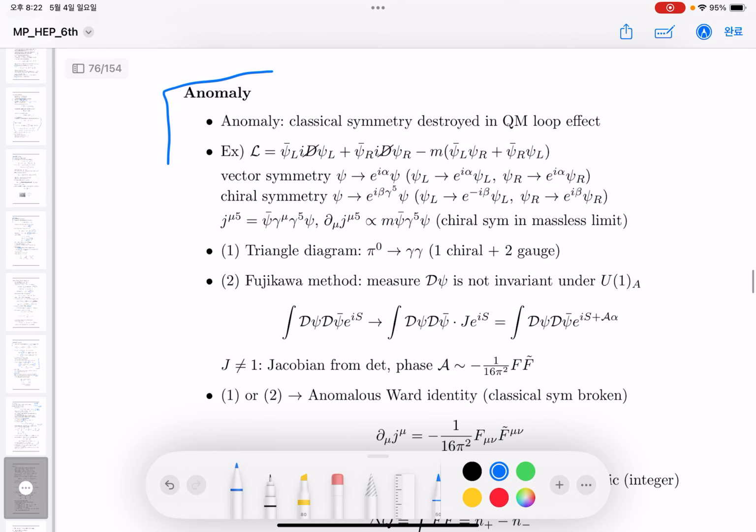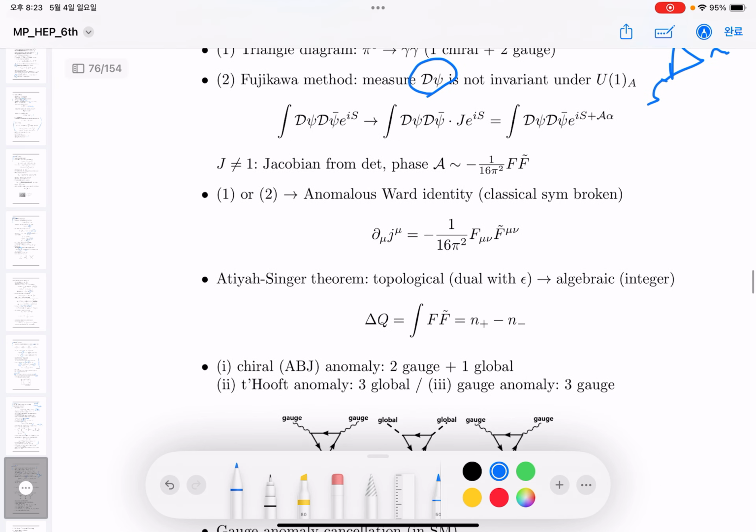And there is the anomaly, where the classical symmetries are destroyed by the quantum loop effect. In this case, the Ward identities are broken. For example, compare the vector and the chiral symmetry. If we consider the triangle diagram, then the path integral measure is not invariant under the chiral symmetry transformation. Then the Ward identities are broken. There will always be an anomalous term. So the classical symmetries are broken, but it's a total derivative term, so that does not change the perturbative calculation.